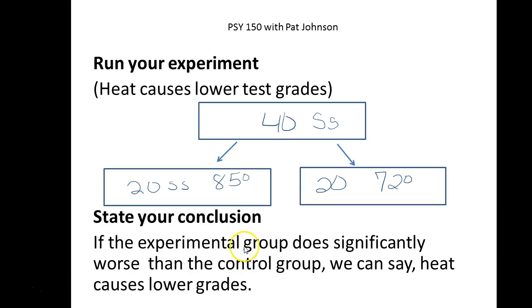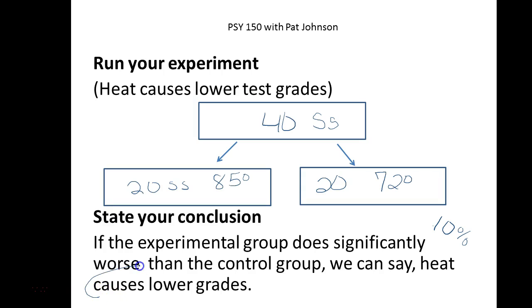Now, after we've run our experiment and tested them, we're going to compare the results. If you take a statistics class, you will learn statistical formulas to compare the results in experiments. This isn't a statistics class, so we'll just say if the experimental group does significantly, and by significantly we said 10% worse than the control group, we can say that heat causes lower grades.